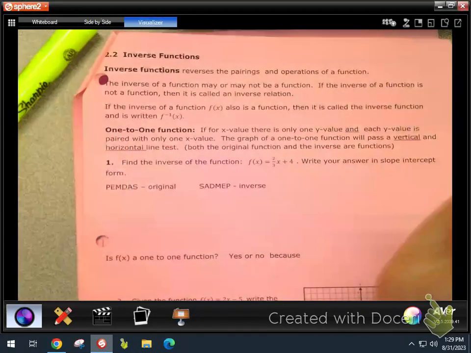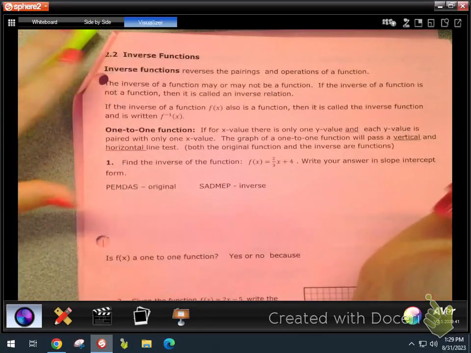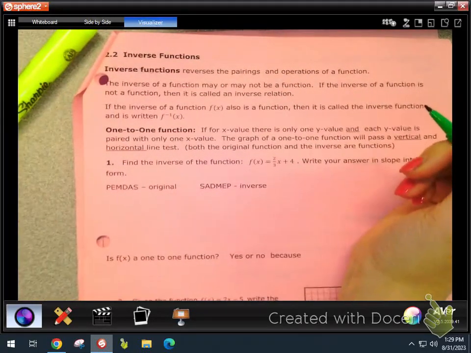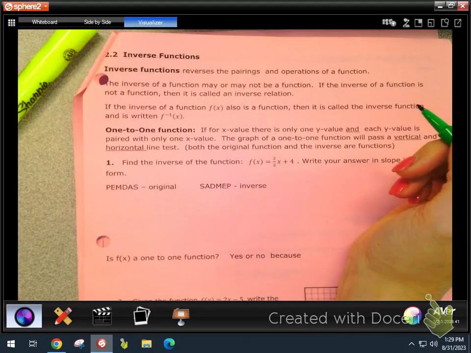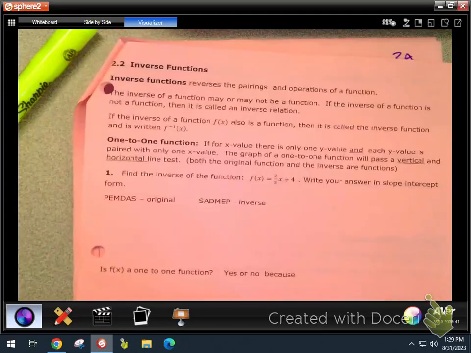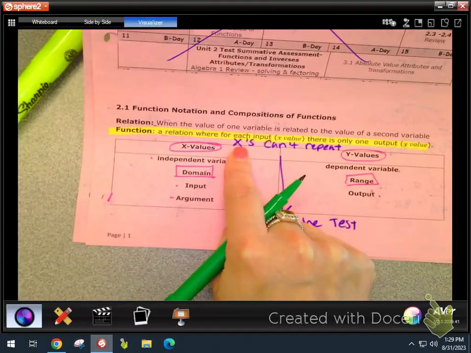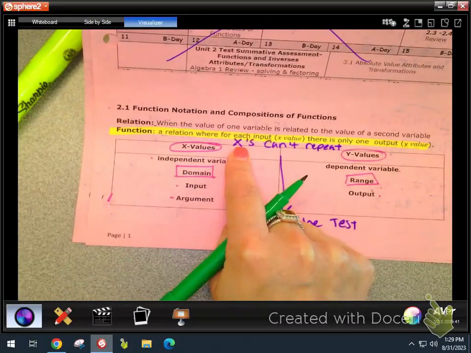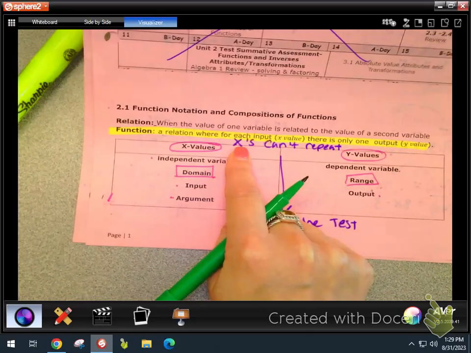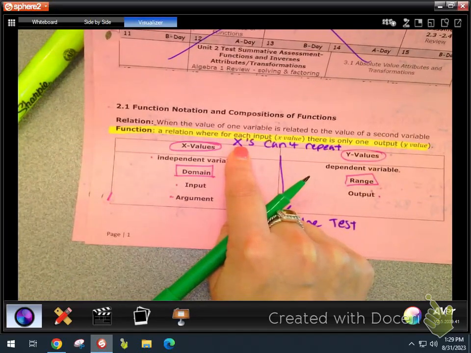So what does it mean? We did this last time. What does it mean to be a function originally? What can't happen? You can't have 2 x's. Okay, x's can't repeat. You can't have an x going to 2 different y's. Y's can be repeated, and that's okay.